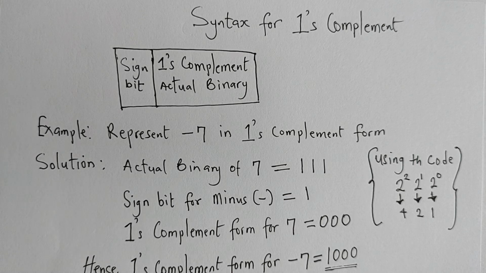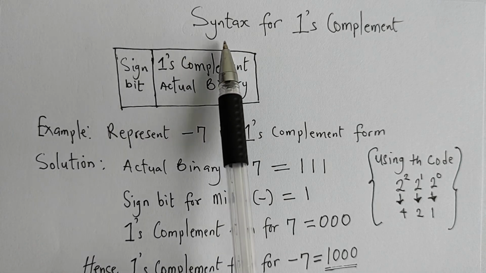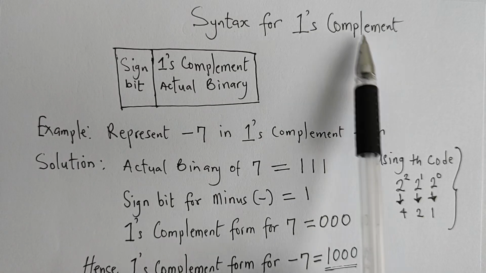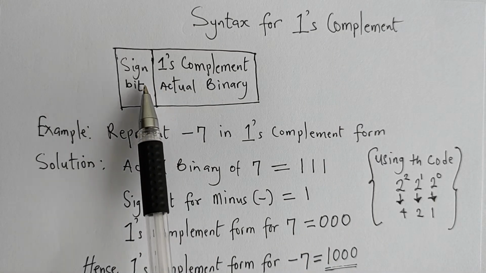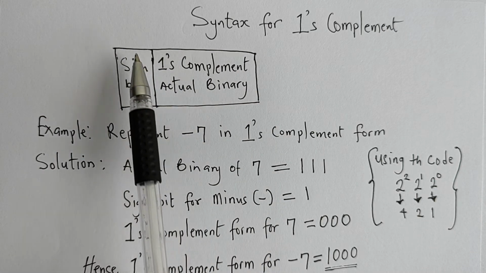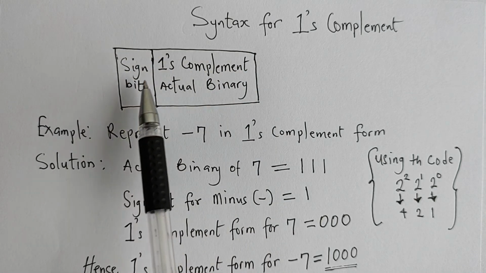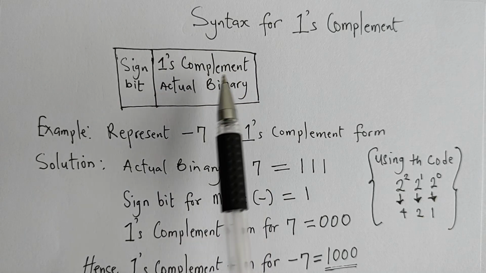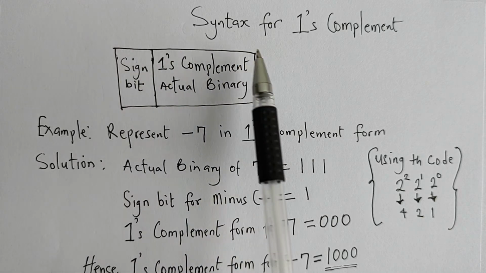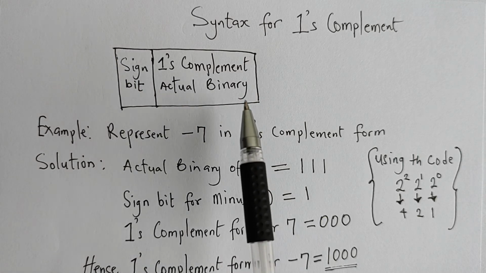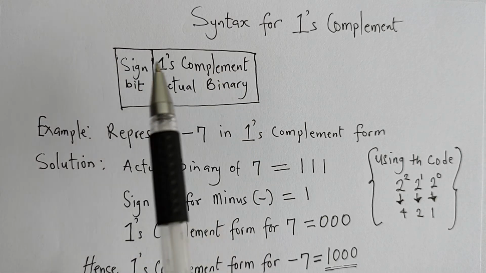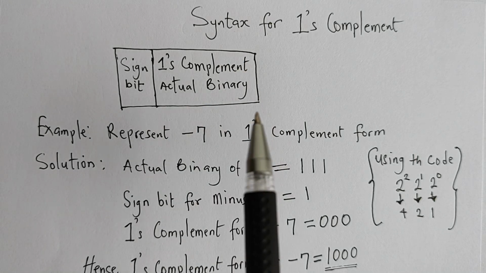In today's video, we're going to be talking about the syntax for complement forms. Now, let's dive straight into the business of today. We are going to begin with the syntax for 1's complement. This is how simple it is to write the syntax. You have a column where you have the sign bit and the first complement actual binary. This is the syntax you need to follow when solving problems in 1's complement form.